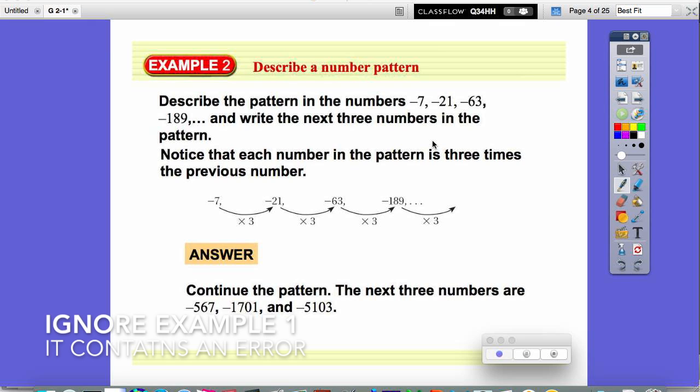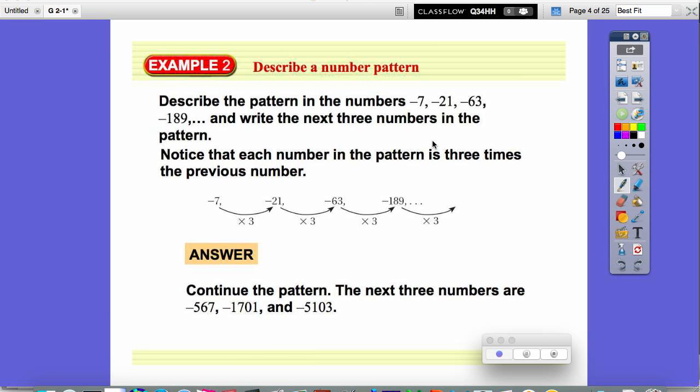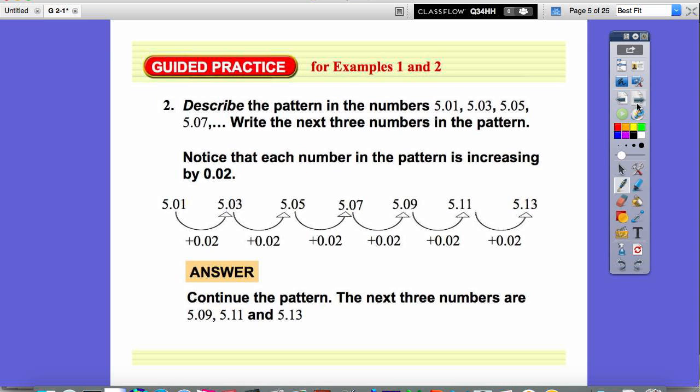So in this lesson, I'm skipping example 1 because the way it's written in the book, there are some issues with the correctness of number 1. Number 2, though, describing a number pattern. We've done these before in Algebra 1. You can see that the pattern here is -7 to -21 to -63. Each time we are multiplying by 3. You may remember from algebra that's a geometric sequence and you have a common ratio. And so if you take 189 and multiply it by 3, you get -567. Times 3 is 1,701. Times 3 is 5,103.